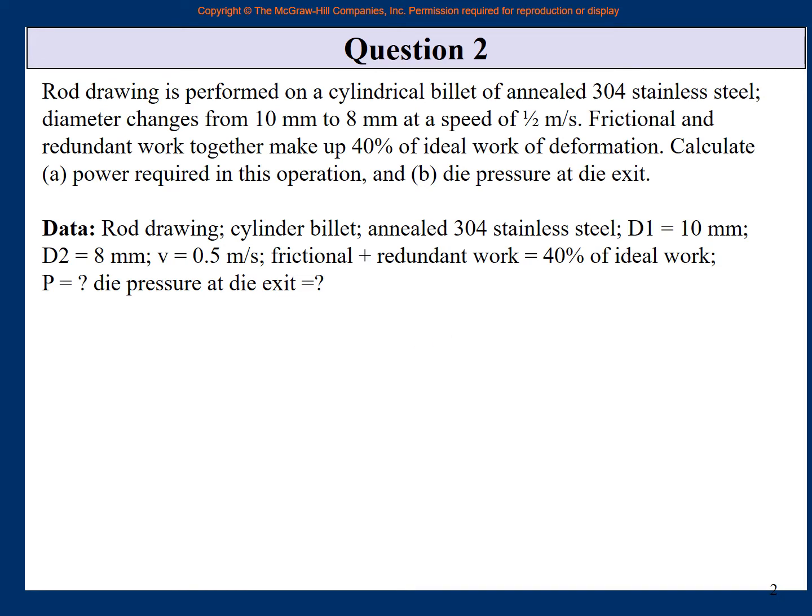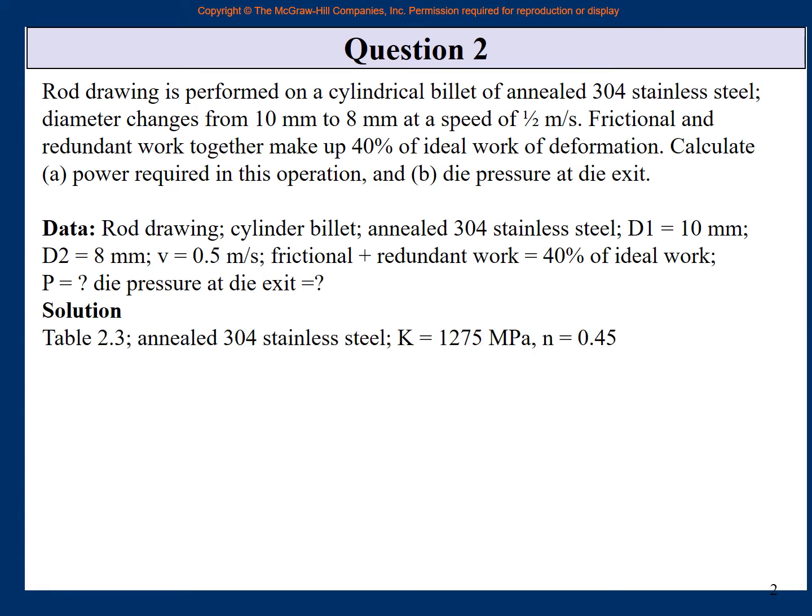As I always say, if power is to be found out, let us start by writing the equation for power and then start working backwards. Before we go further, because the material given is annealed stainless steel 304, you go to the table at the end of the formula sheet, and K is 1275 megapascal, n is 0.45. So you already have this noted down before you start the solution. Power is force into velocity. This is simple, right? Power is force into velocity.